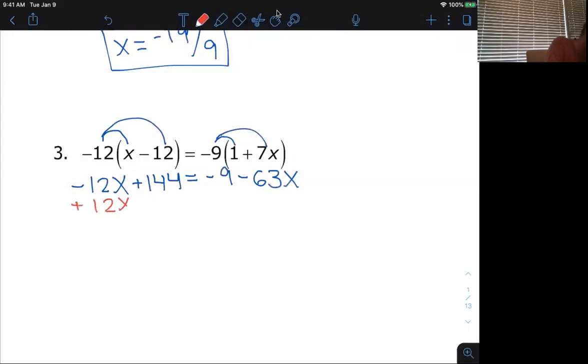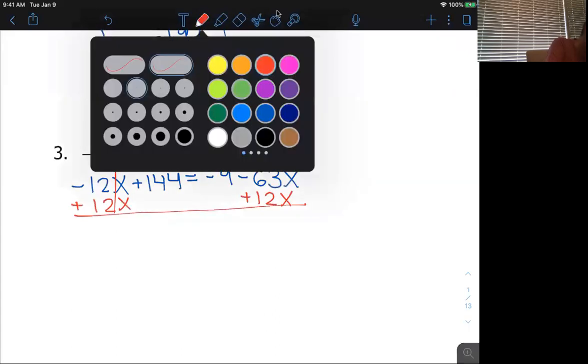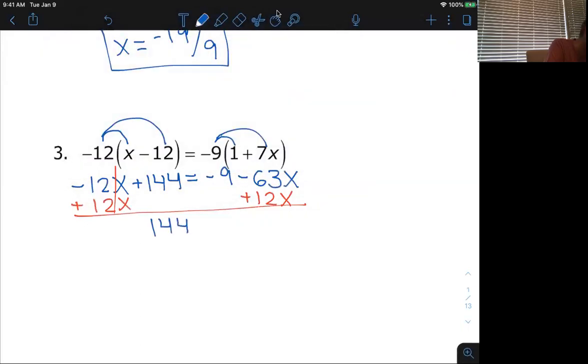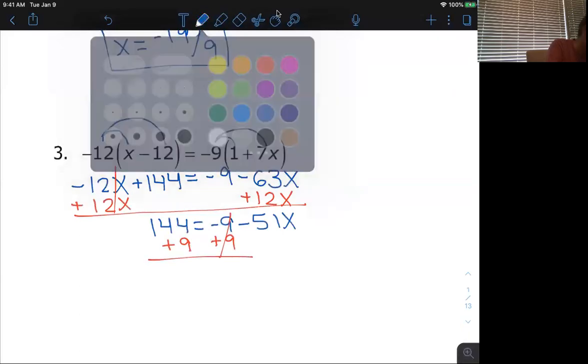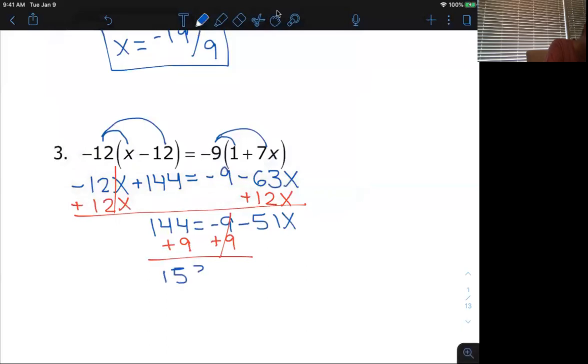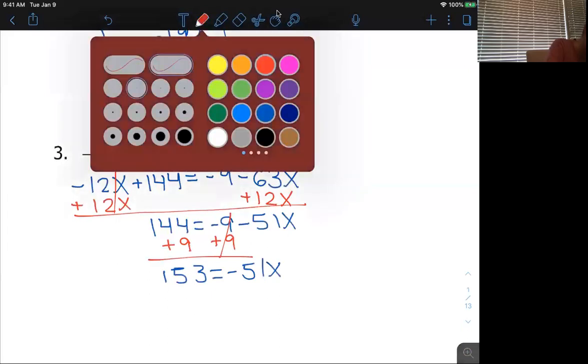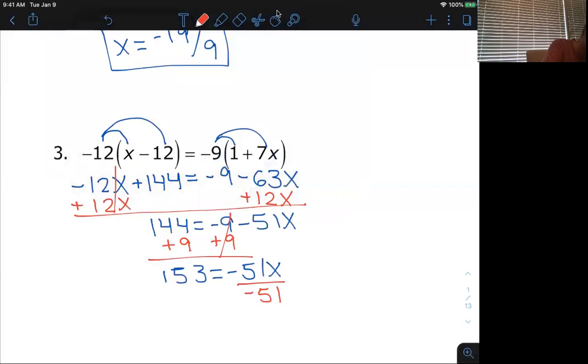So I'm going to go ahead and add 12x. Lots of different ways to solve it from here. So I'm going to get 144 equals -9 minus 51x. Then I'm going to go ahead and add 9 to both sides. And that's going to give me 153 equals -51x. And then lastly, I'm going to divide everything by -51. And that actually gets me a nice number. It gets me -3.